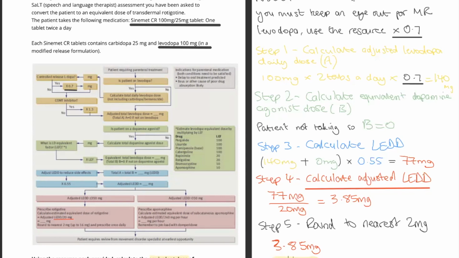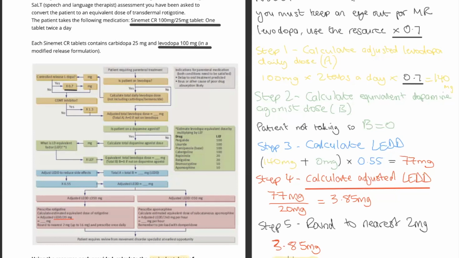So from there, we need to use a red part. I don't quite have a pink highlighter or a pen in my app, so I'll use red. So we need to calculate the adjusted LEDD. We need to divide that by 20. I've underlined that for you. So you must know your way around this resource. It'll make things so much easier in the exam. 77 is what we have. We need to divide that by 20. That will give us 3.85.